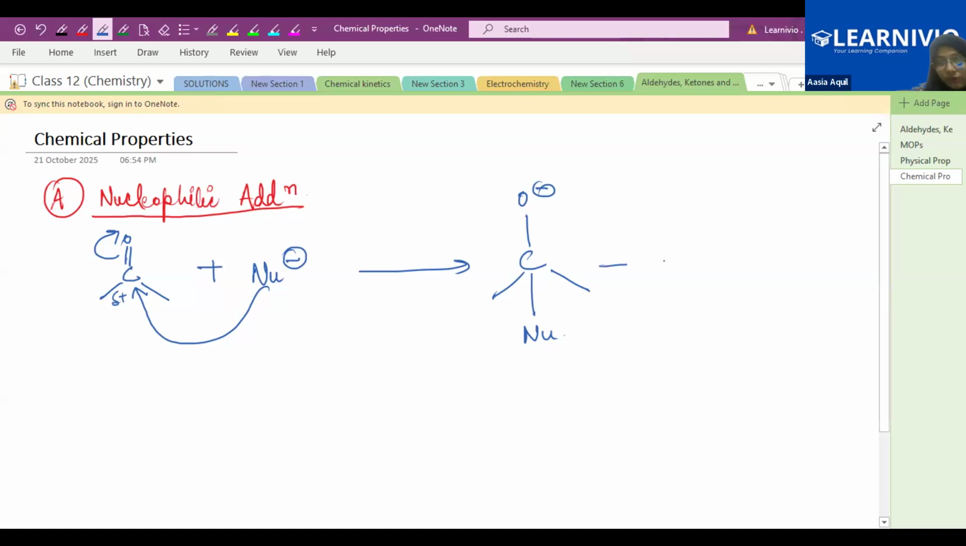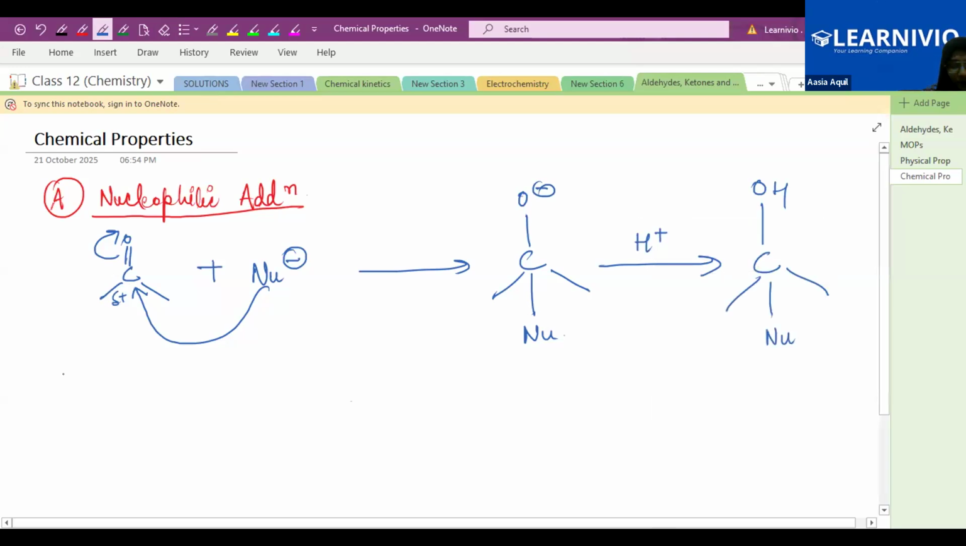Now further, when you give H plus ion, under acidic condition, you give any acid, it will give you H plus ion, and the H plus ion will get attached to this oxygen, and you will get this alcohol. So that is the nucleophilic addition reaction of carbonyl compound. Is it clear, Jabita and Aisha? Yes, ma'am.